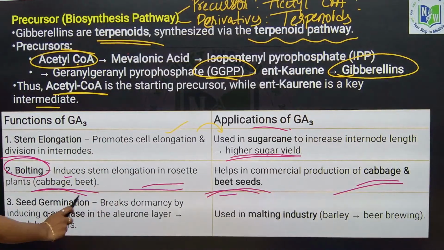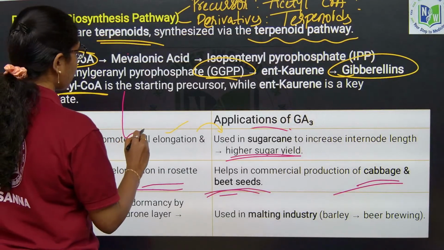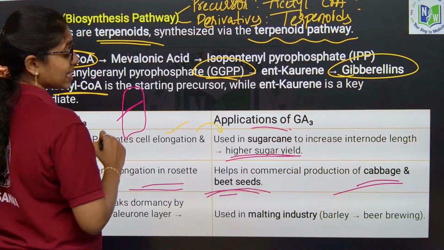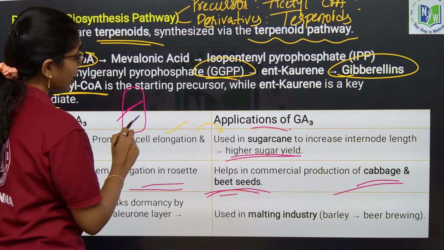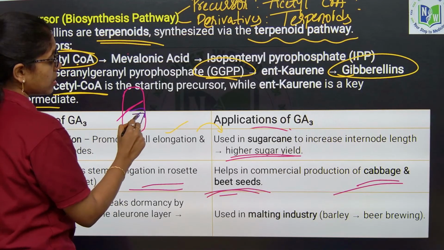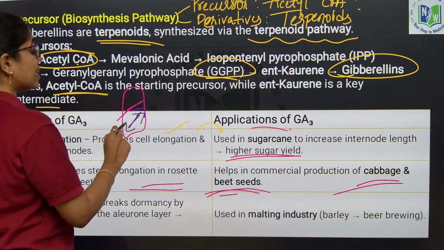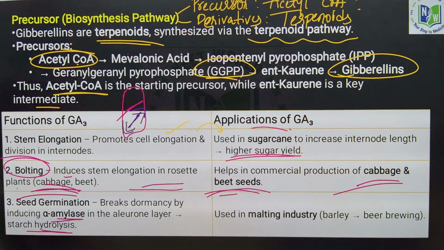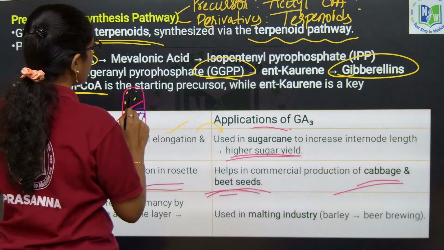Third is seed germination. This breaks seed dormancy by inducing alpha amylase in the aleurone layer and starch hydrolysis. I will tell you this with an example. Consider this as a monocot seed. In a monocot seed, here is the embryonal axis, and this terminal is the plumule, which is encapsulated by the coleoptile, and the bottom is the radicle, which is covered by the coleorhiza, and this is the endosperm.